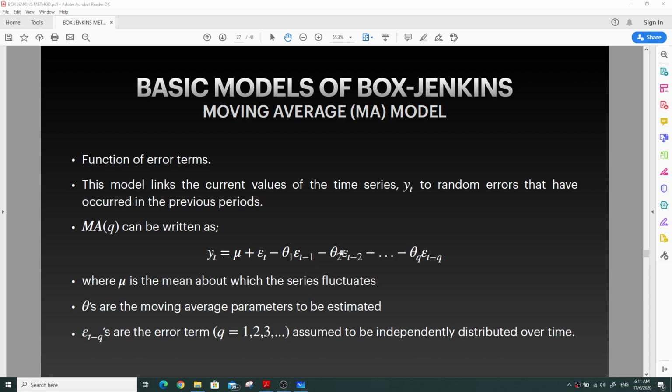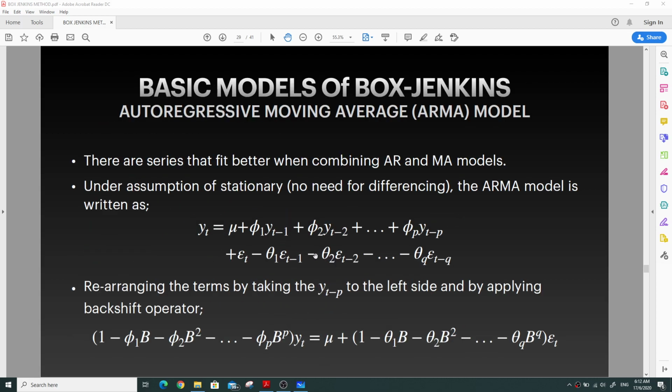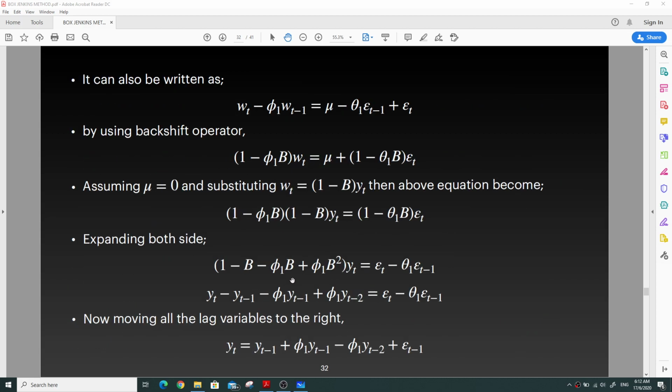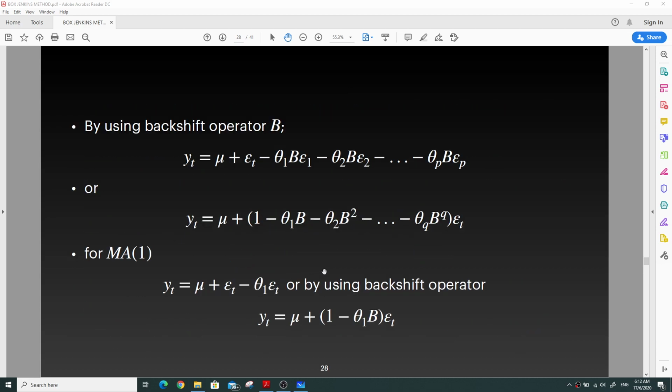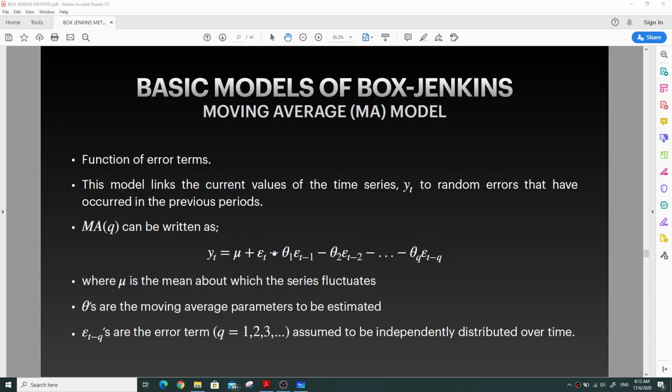What is the difference between the AR and MA models? Instead of being a function of the previous y(t) as in AR, this is a function of previous random errors. And as we can see here, even the sign of this error term is different. For AR we use a plus symbol, and for MA we use a minus symbol. This is something you need to understand.